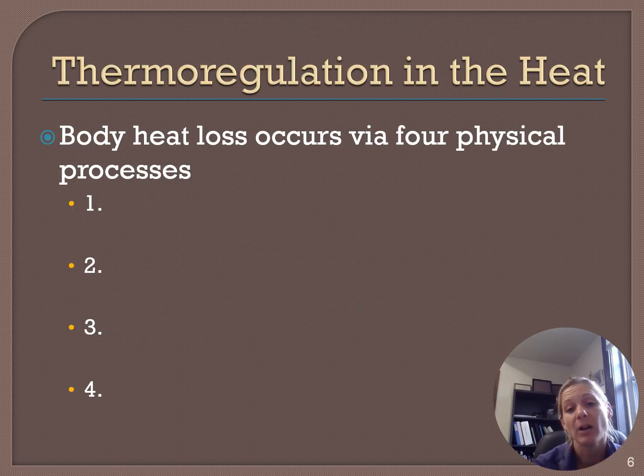So as we said, when we are in the heat, the body has four processes that allow us to lose heat. Number one, radiation. Number two, conduction. Number three, convection. And number four, evaporation. In no particular order, we're going to talk about all four of them. But again, those are the four principles that allow us to lose heat.